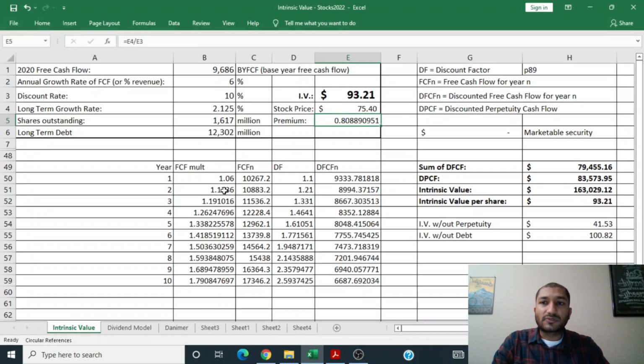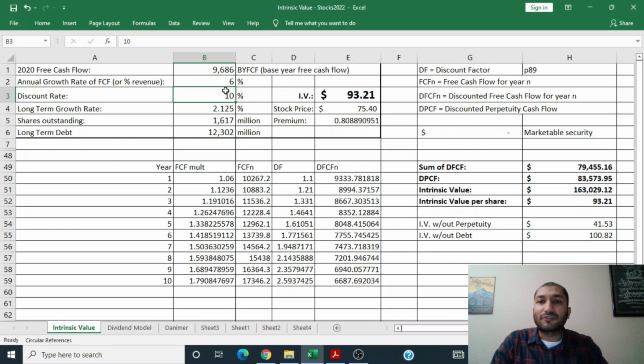Now let's look at Rio Tinto's discounted free cash flow, or DCF, analysis. Over here, I pasted the company's 2020 free cash flow number that I got from Morningstar, which was $9,686 million. I'm using an annual growth rate of free cash flow of 6%. What this means is I expect the company's free cash flow to grow at 6% every year for the next 10 years.